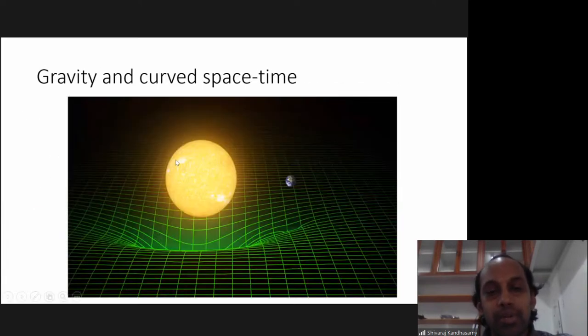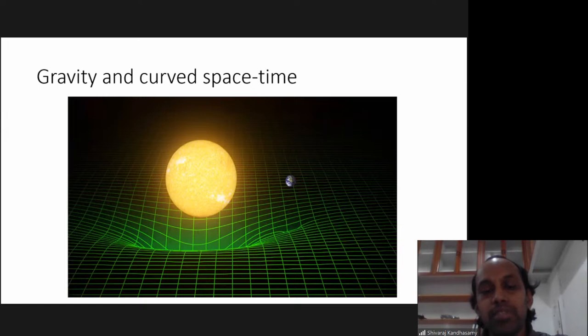So here is a pictorial, two-dimensional representation of what happens when a massive object is embedded in the space-time. It basically distorts the space-time around it. And the distortion is proportional to the mass of the object. As you can see, the sun and the Earth, the sun has a larger mass, and so it distorts significantly more compared to Earth. So this is the static distortion. If the object is not moving, the distortion will be static.